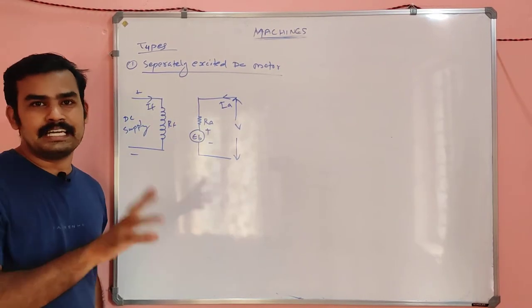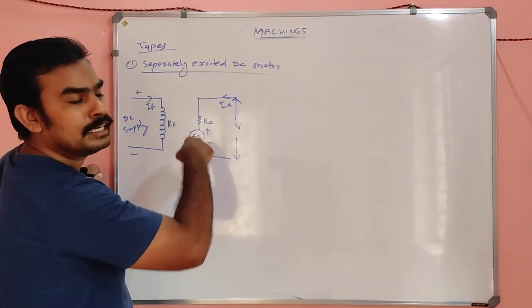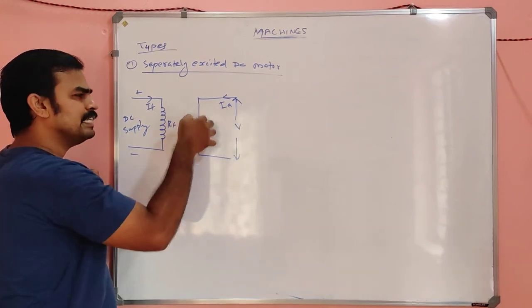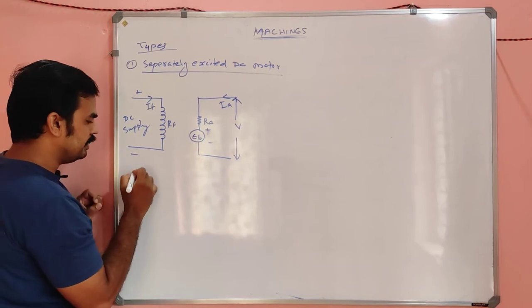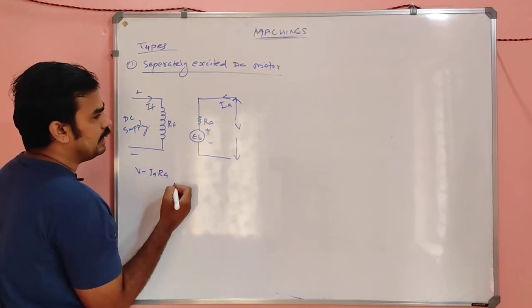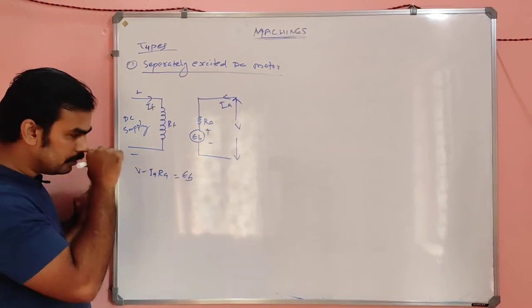For motor operation, that magnet alone is not enough, right? There should be a current carrying conductor now. This provides the current carrying conductor. What is that? There is an applied voltage V, due to that there is a current IA. You know all this, right? So what is the terminal voltage equation, my dear? V minus IA RA equal to EB, correct?